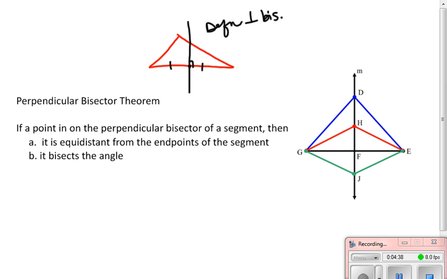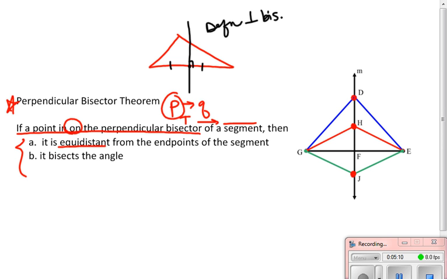Where we become interested with the perpendicular bisector is if a point is on the perpendicular bisector, like D, H, and F. This is when things become interesting. So remember in our conditionals, P implies Q, this part we hold true, and we look and see what happens to the then. Here's what happens for the perpendicular bisector. A point on it is equidistant from the endpoints of the segment.